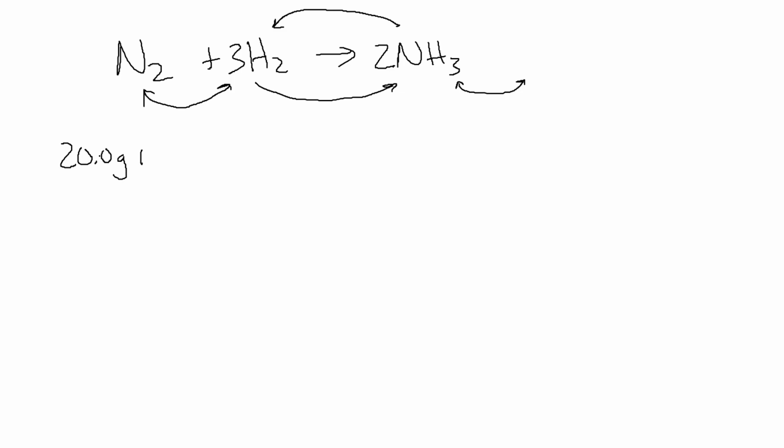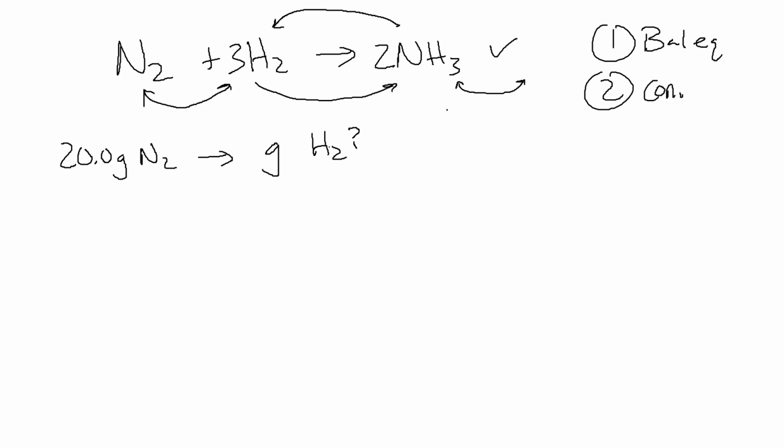So for example, if I had 20 grams of N2 and I want to know how many grams of H2 I would get or need to react with it, I would do the same 4 steps, which is balance the equation. That is done. I would convert what they gave me into moles. And that I do need to do.